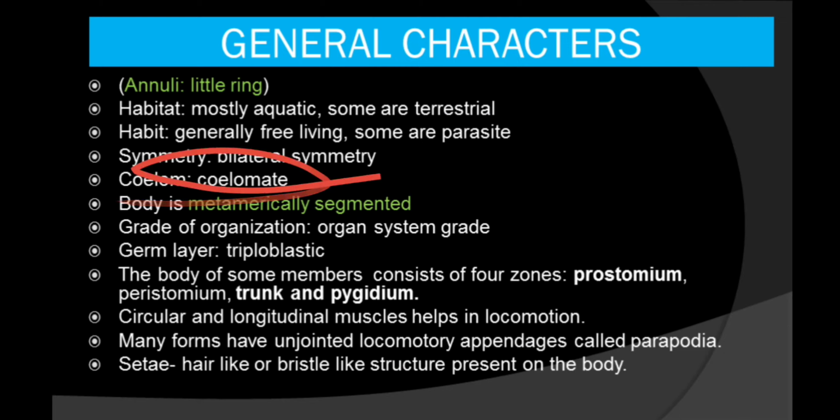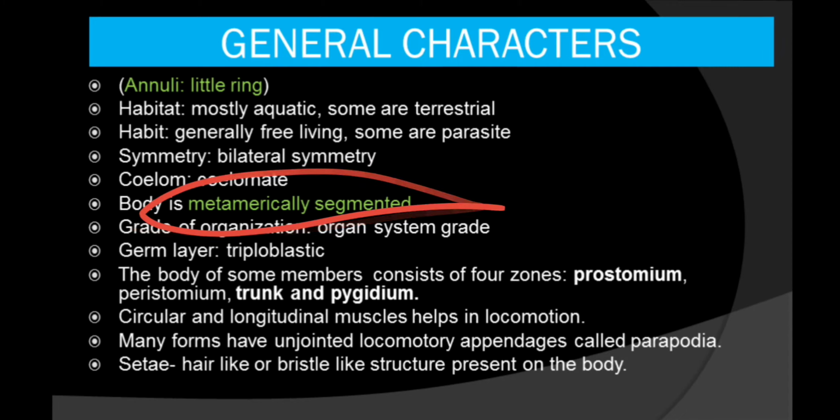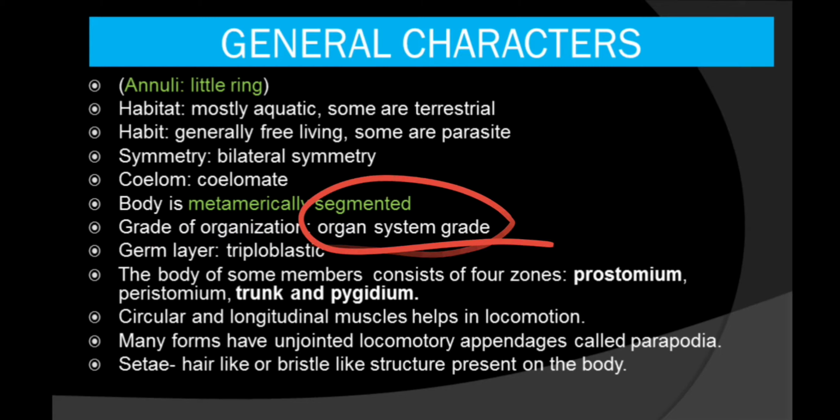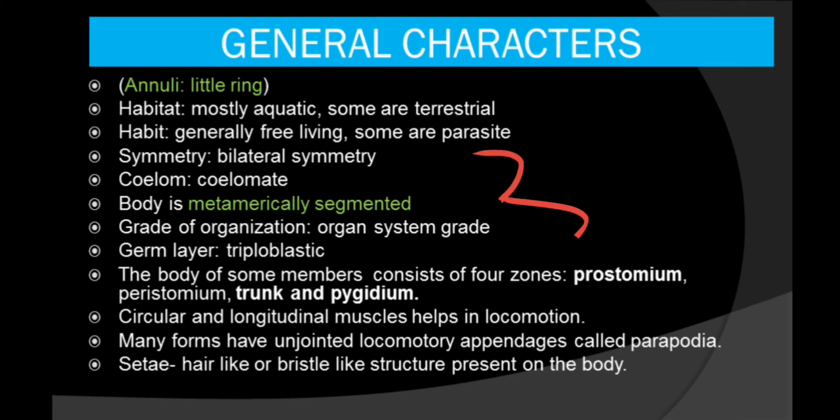Then coelom is present, which means they are true coelomate animals, also known as eucoelomate. Body is metamerically segmented. Metamerism is seen in these animals, which means their body is divided externally as well as internally. Then grade of organization is organ system grade. Three germ layers are there: ectoderm, endoderm and mesoderm. Body of some members consists of four zones: prostomium, peristomium, trunk and the pygidium. Pygidium is the last part.